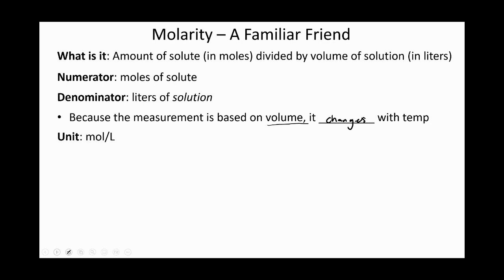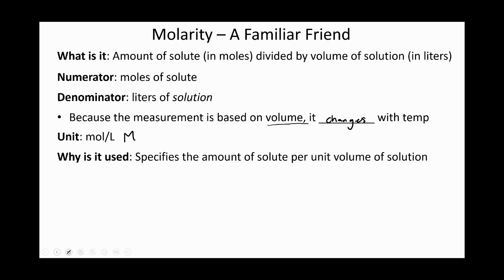The units of molarity are just moles per liter, which we have here, and we represent this with that big M if we're talking about something being some specific type of molarity. And the reason that we use it is that it specifies the amount of solute per unit volume of solution. So if I take up 10 milliliters of a solution, I know that that has a certain number of moles of whatever solute of interest.